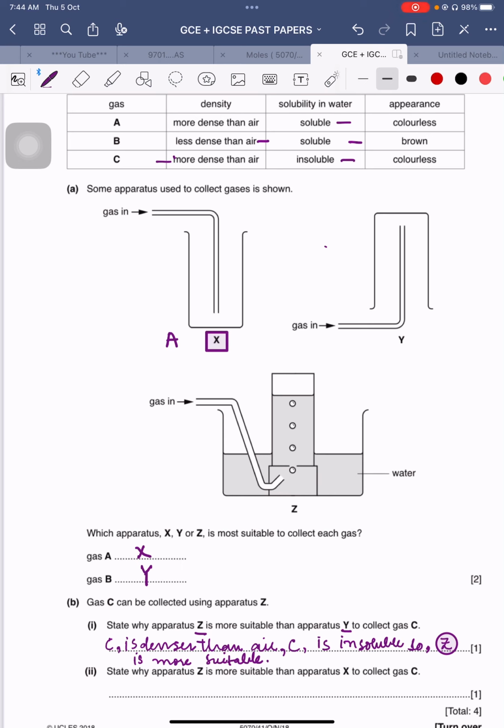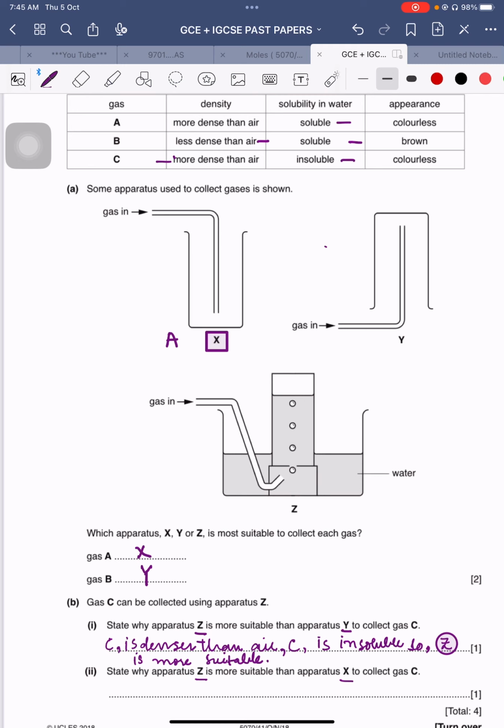All right. Now it is B part 2. State why apparatus Z is more suitable than apparatus X to collect C. So here they are saying very clearly, they are now comparing Z and X. So for C, X is the apparatus for the gas which is heavier. So why are they saying that Z is more suitable as compared to X even? So what is the answer?